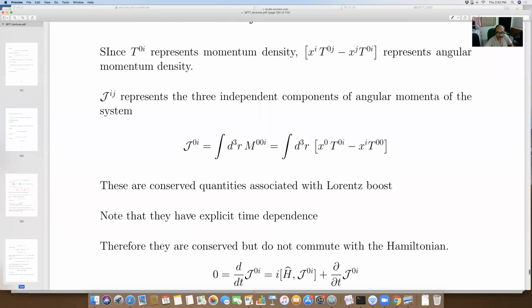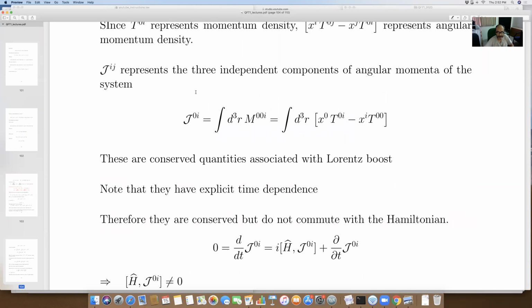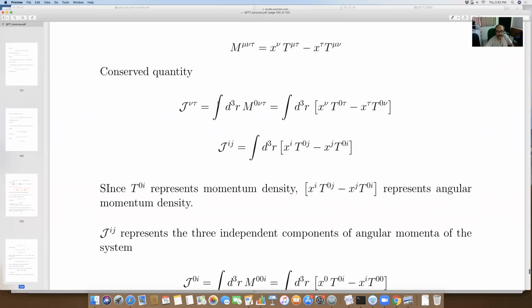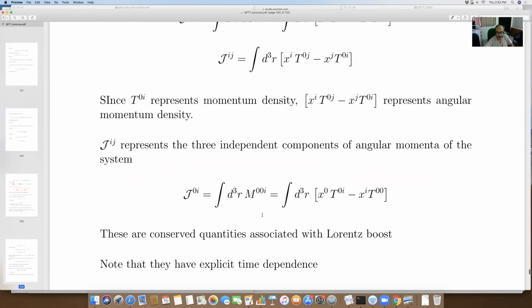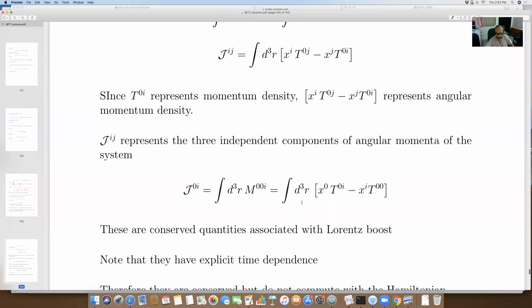This one is more unfamiliar: J0i. J0i here is the integral of M00i. So this is the integral d^3x of x0 times T0i minus xi times T00. These are the conserved quantities that are associated with the Lorentz boost. Now the fact that these are conserved, there is no doubt about, because Noether's theorem told us that they should be conserved. But what is a little peculiar about these conserved quantities is that they have explicit time dependence. x0 is time. So their construction uses time explicitly. And these are the conserved quantities associated with Lorentz boosts.